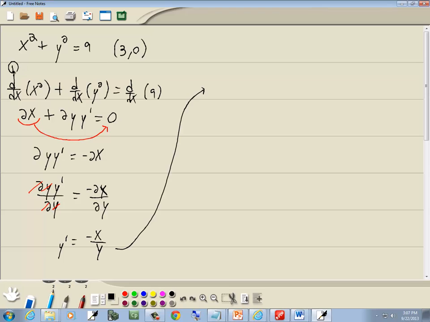Now remember, our second step was to change y prime to m, and before it was to plug in the x part of our point. Well, in this case, we'll plug in our x and our y. So plug in x there, plug in y there. So we're going to get negative 3 over 0. So m is undefined.